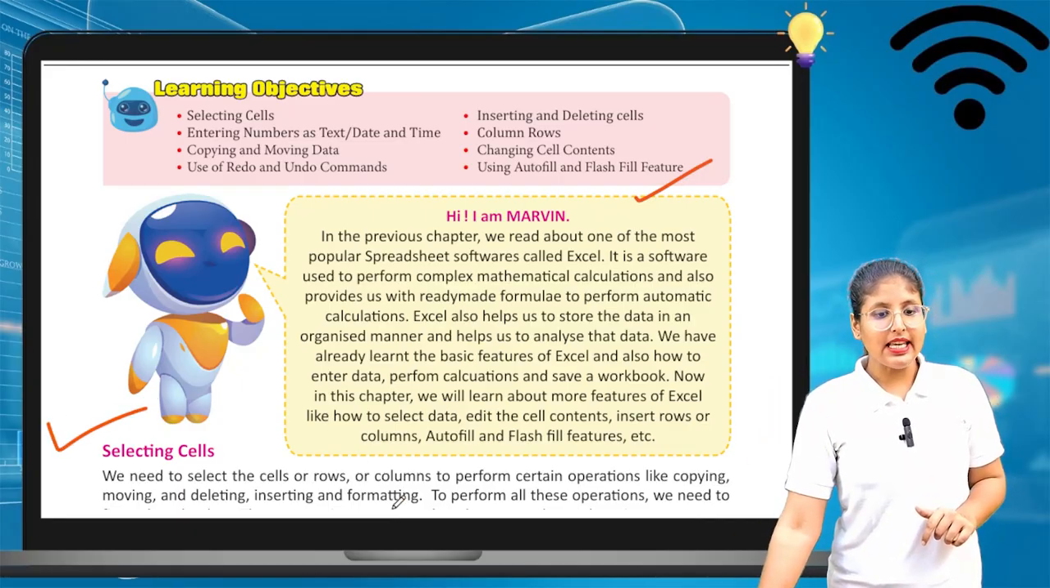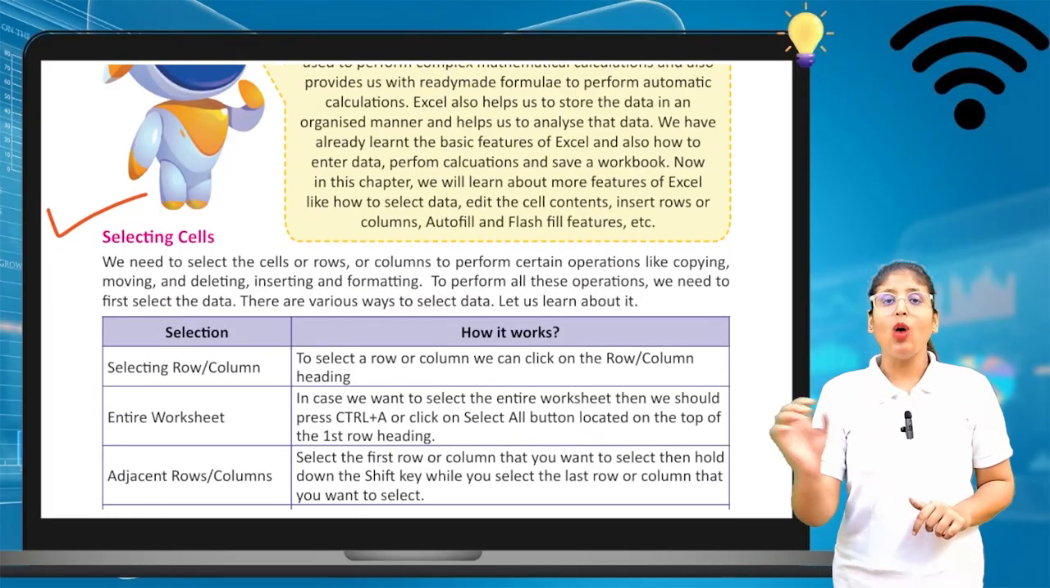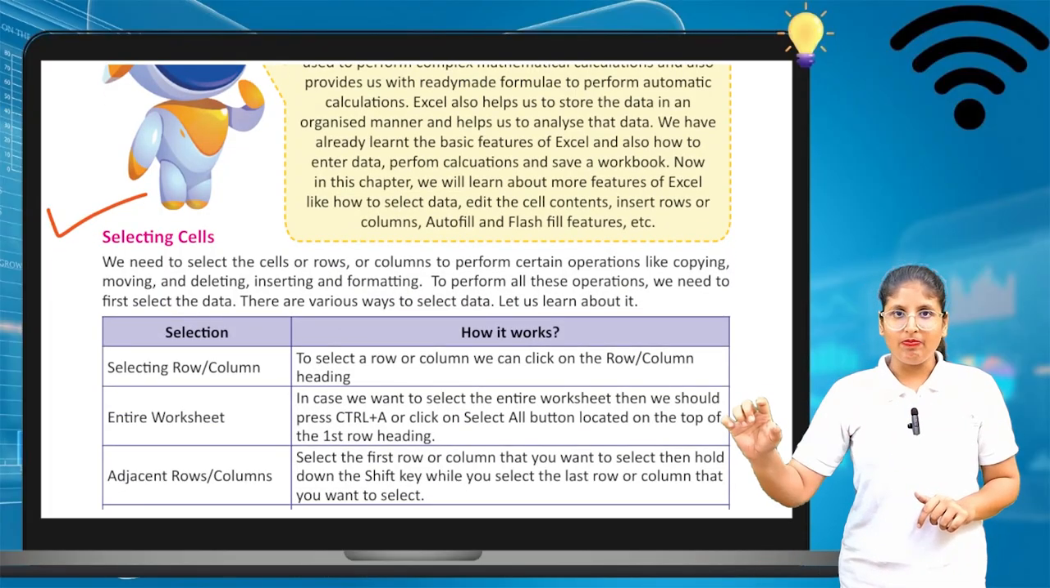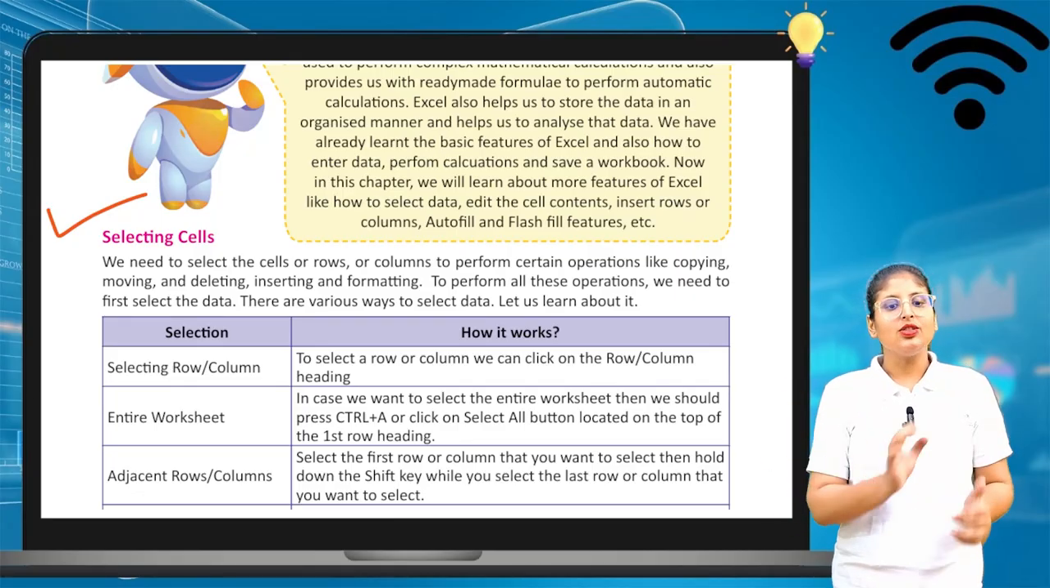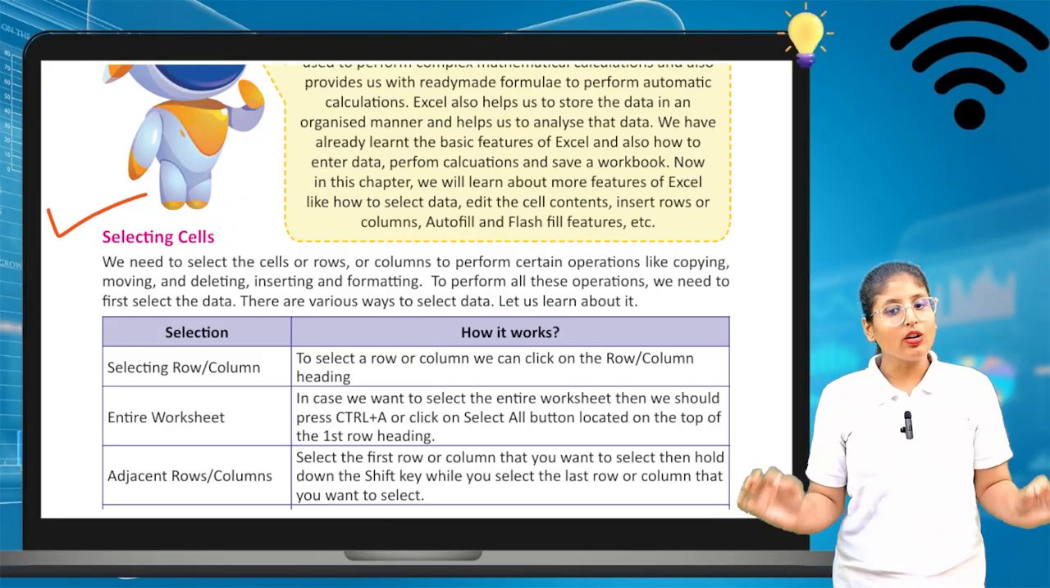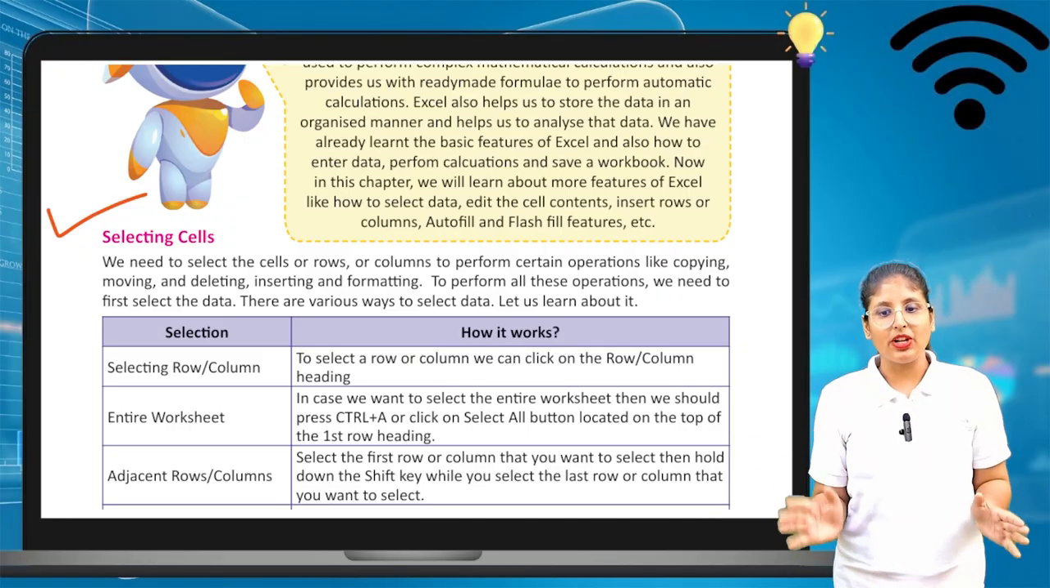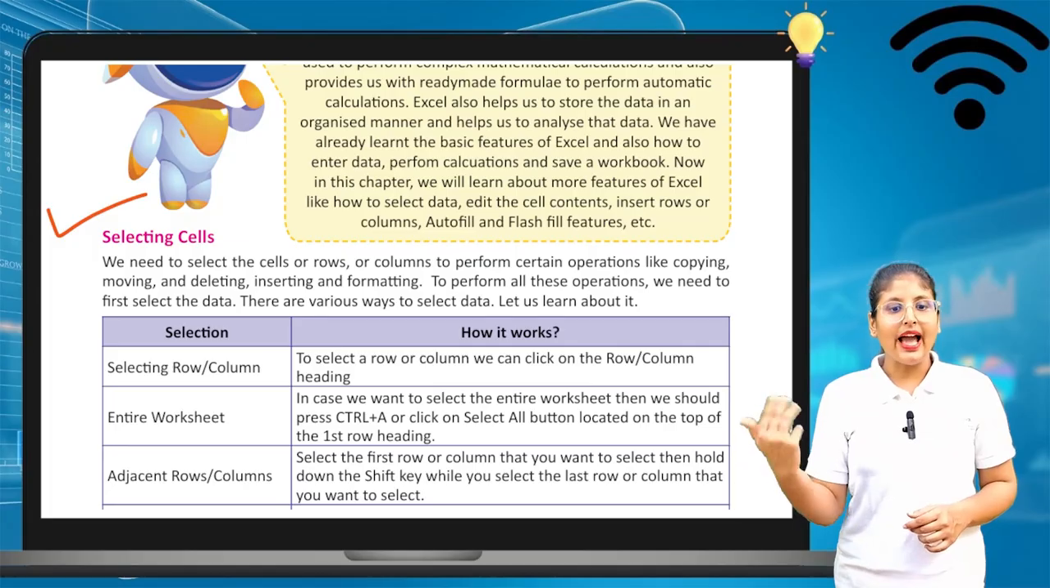First, we will see selecting cells, how we can select any cell. Are cells clear to you? So how can we select a cell? We need to select the cell or row or column to perform certain operations like copying, moving, deleting, inserting and formatting, of course.